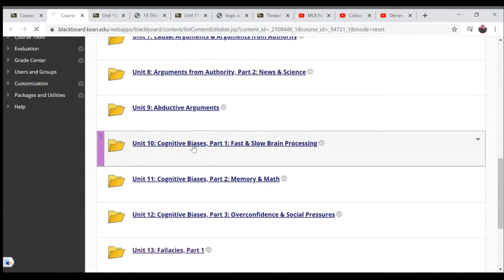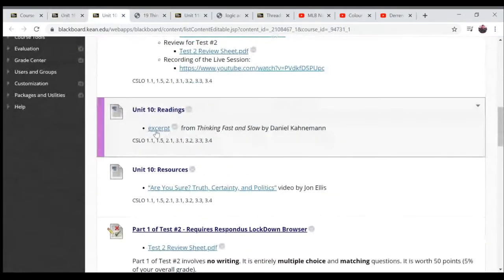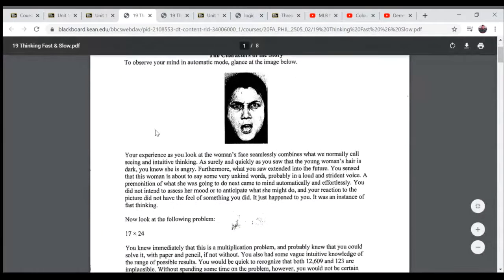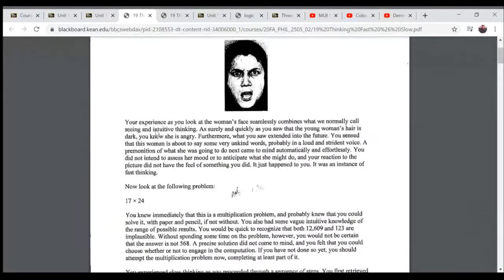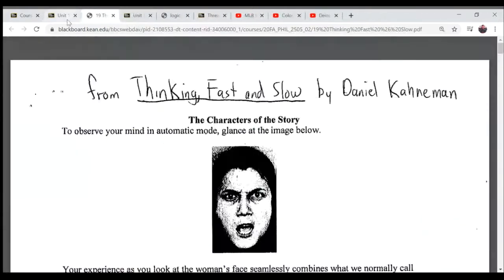But since we're a week behind, I'm going to start with the Unit 10 folder just to let you know. In Unit 10 is one of the big readings we're going to be referencing a lot in class today. This excerpt from the book Thinking Fast and Slow by cognitive psychologist Daniel Kahneman. We'll be looking at this in a good amount of detail today. So just to give you a heads up on that.